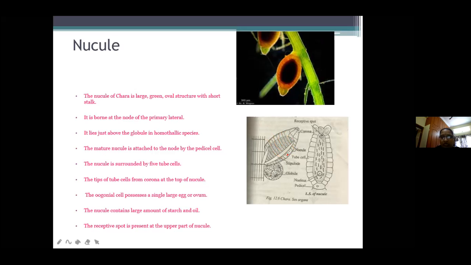After this, one more: development of the nucleus. Write down, girls, development of the nucleus. See here, the nucleus develops from peripheral initials. If you take the nucleus initial or peripheral initial, it divides to form a row of 3 cells.